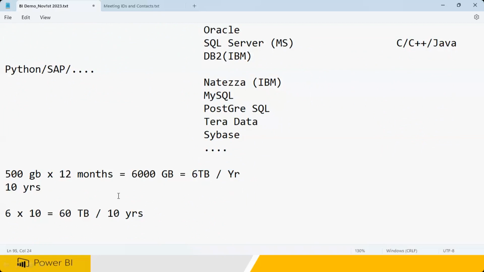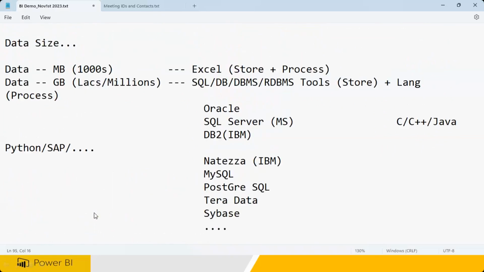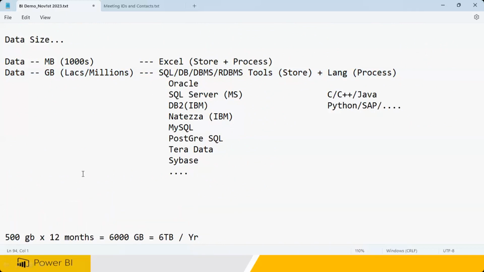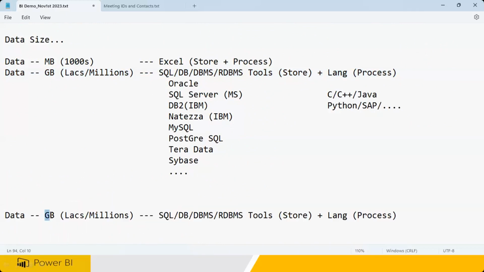So if I have the data in terabytes, where do I store it? When you have so much data, even SQL is going to be failing, right? So you have to store terabytes of data. It is millions and billions. Okay, so you can say crores of data.